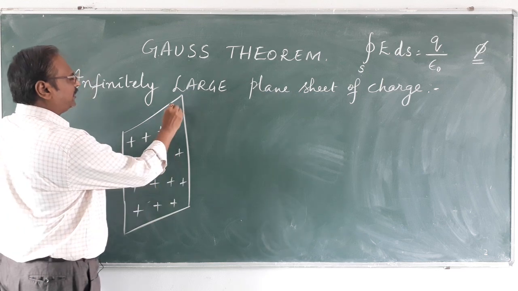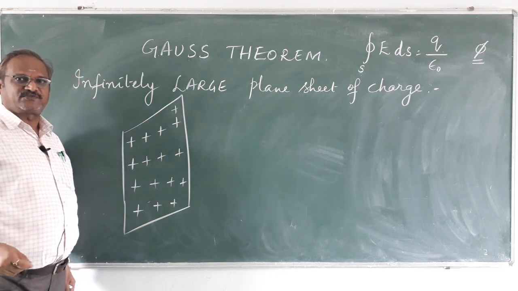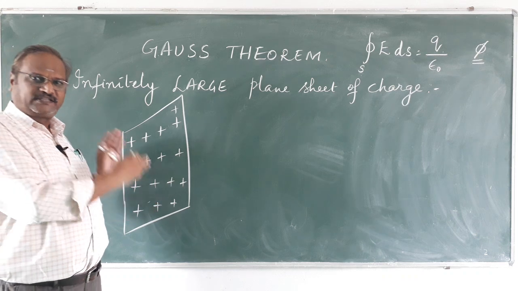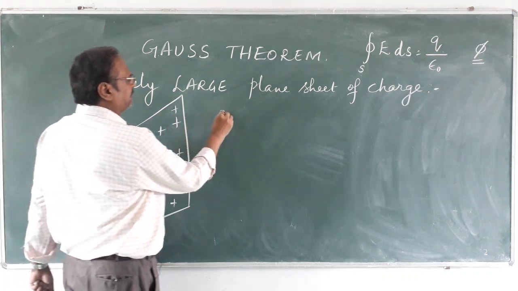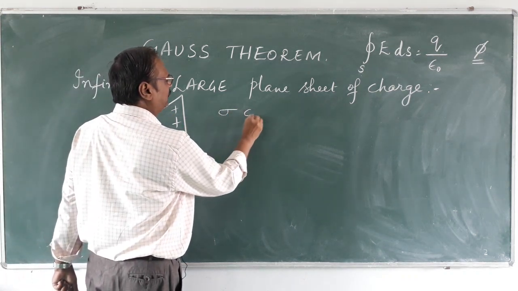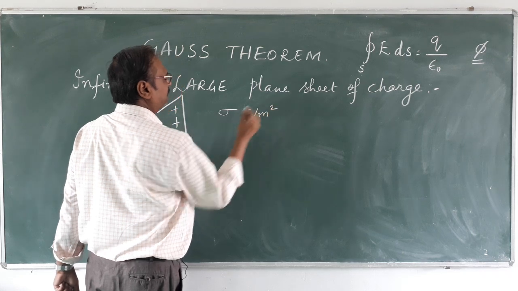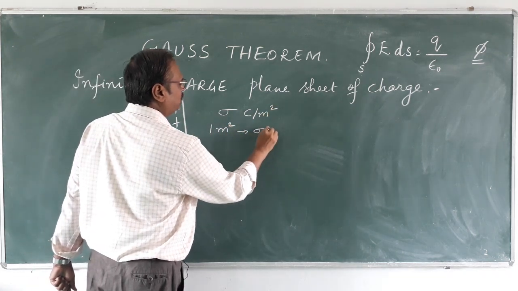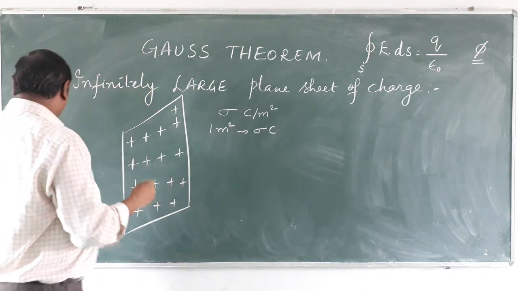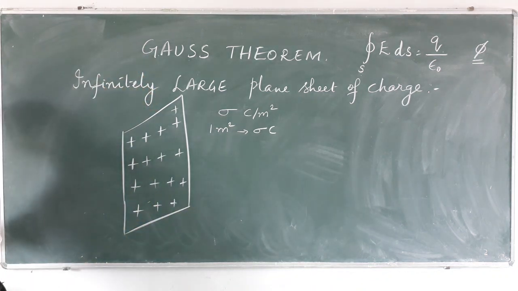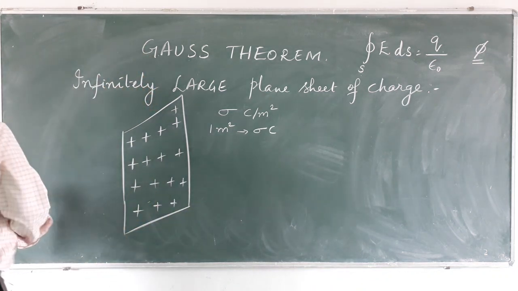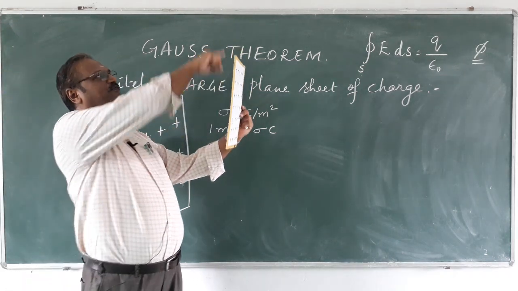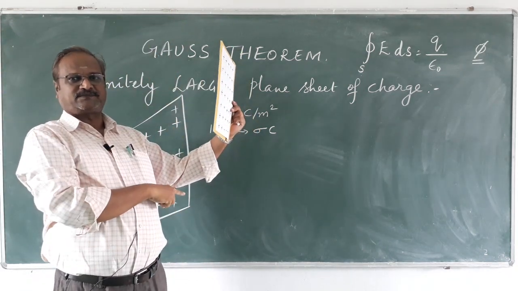Now we need to assume a Gaussian surface. What would be practically a Gaussian surface for this? Let us say the charge density is sigma coulomb per meter square, which means in 1 meter square you are going to have sigma coulomb. I will take an example model of it and show it to you. It is like this, right? A plane sheet of charge. It is an infinitely large charge sheet.